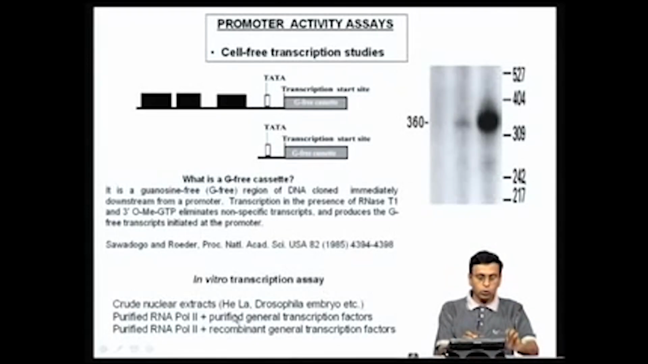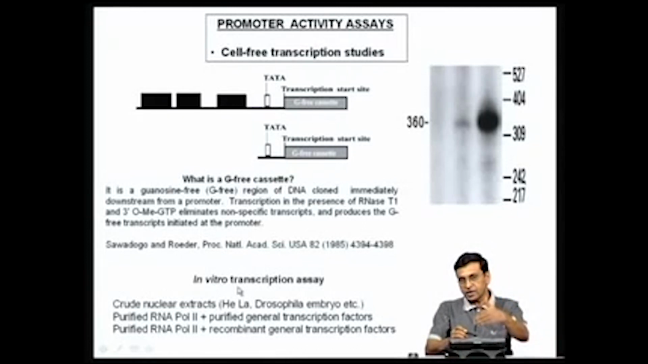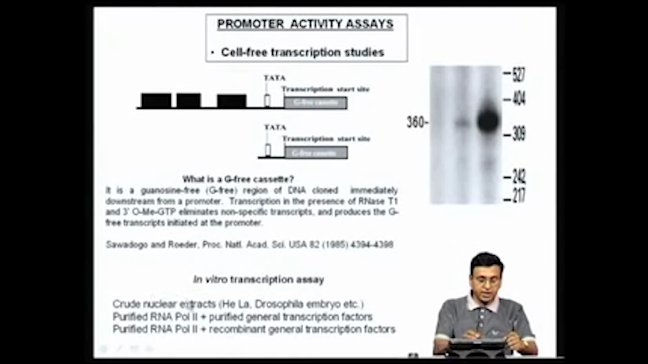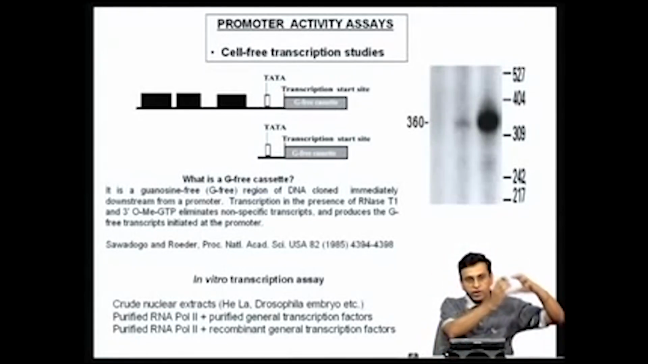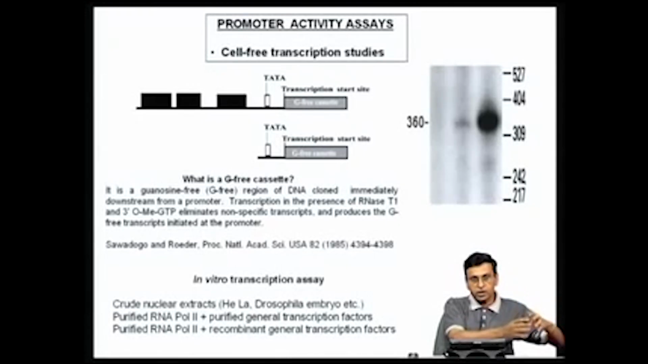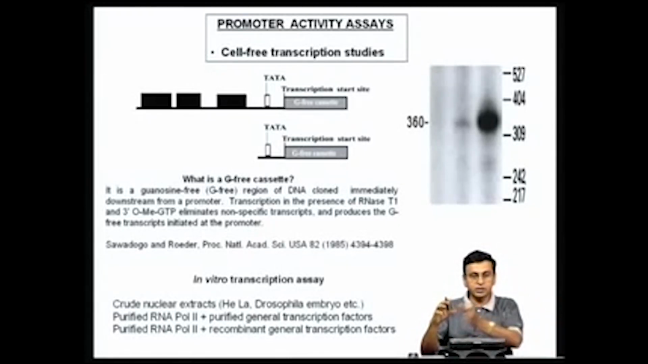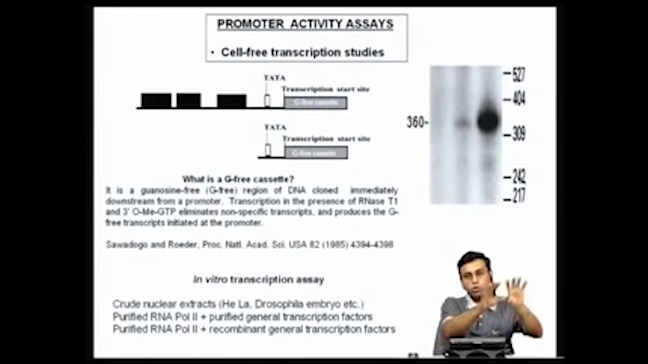So, in all these cases, you can either make a crude nuclear extract which contains everything, but as research proceeded, especially in the late 80s and 90s, and once people started purifying various general transcription factors, instead of using crude nuclear extract, people started using what is called an in vitro reconstituted system, wherein you have purified RNA polymerase and its subunits, and you have purified general transcription factors. You add these very specific components, and this is called a recombinant or reconstituted in vitro transcription system, where instead of taking just crude nuclear extracts, you have purified components which contain RNA polymerase 2 and general transcription factors.